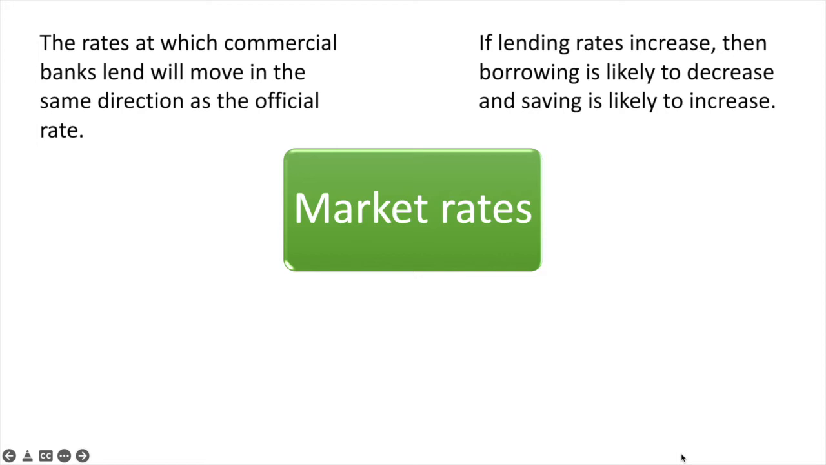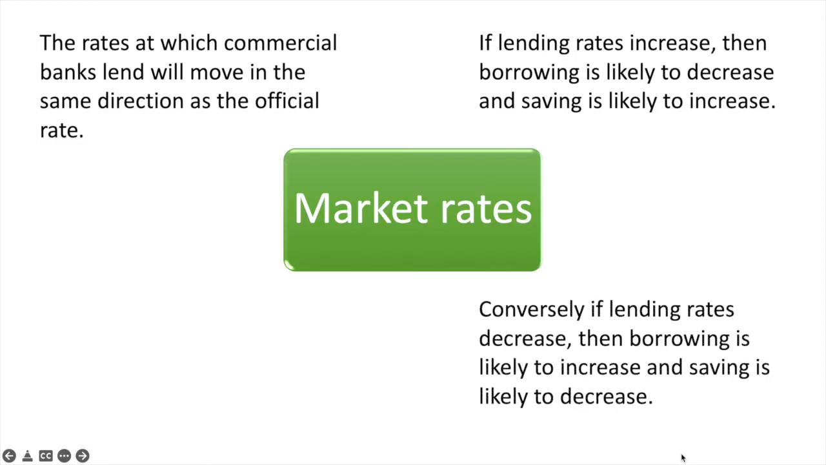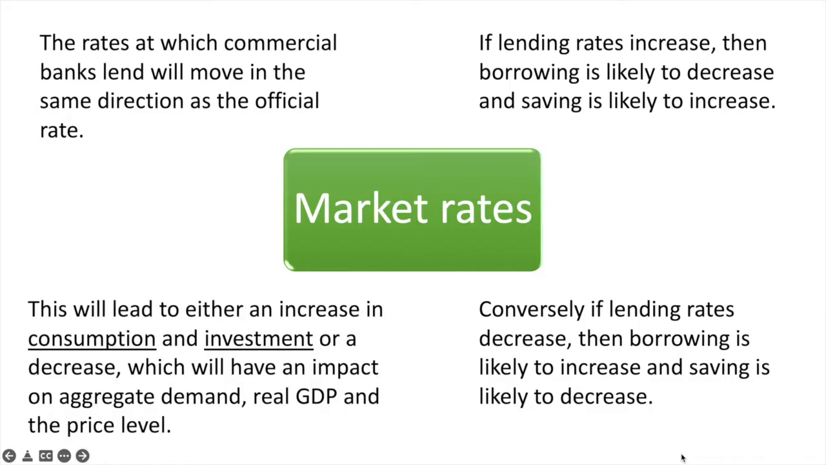If the central bank increases the official rate, this will likely lead to an increase in the interest rate charged to borrowers. This will cause borrowing to decrease as it is now more expensive to borrow, and this should cause savings to increase as it is more rewarding to save. Conversely, if lending rates decrease, then borrowing is likely to increase and saving is likely to decrease. This will lead to either an increase in consumption and investment or a decrease, which will have an impact on aggregate demand, real GDP, and the price level. If borrowing increases, aggregate demand and real GDP are likely to rise. This may have an impact on the price level, but the ultimate change will depend upon the level of spare capacity in the economy.